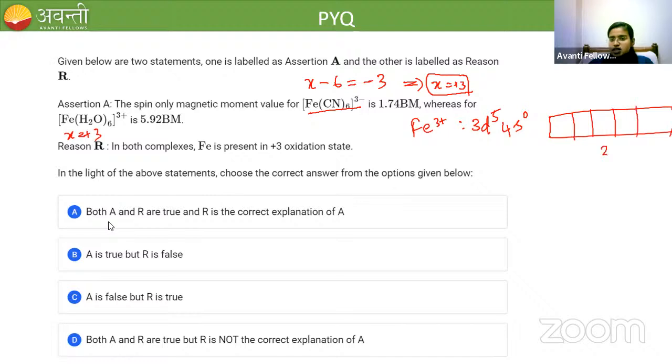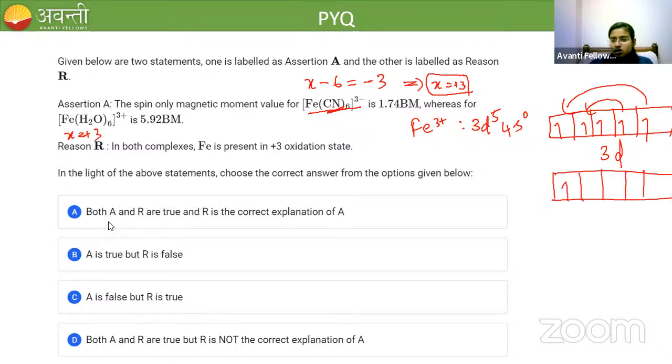This is the configuration for Fe3+. Now, according to valence bond theory, we have to look into the ligand. We have CN- ligand. CN- means all the electrons will go and get paired up, right? So if they are pairing up with each other, then what will we have? We will have 2 electrons here, 2 electrons here and 1 here. So we have only 1 unpaired electron. So the magnetic moment will be 1.74.